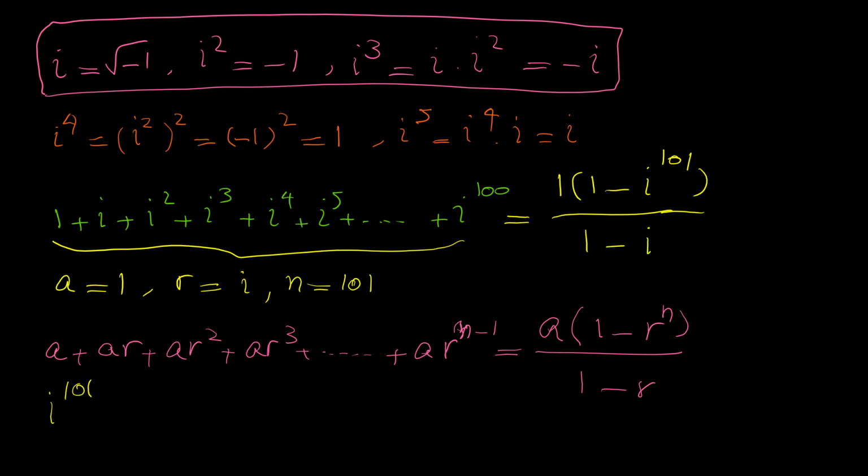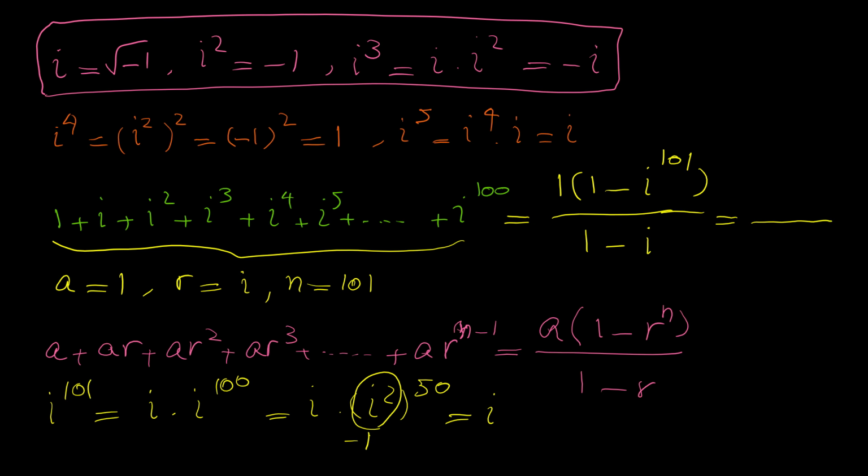Pay attention that I to the 101 is like I times I to the 100. I to the 100 is I to the 2 to the 50. I to the 2 is negative 1. Negative 1 to the 50 is 1. So this equals I, because I to the 2 is negative 1 and negative 1 to the 50 is 1. Because I to the 101 is I, this equals 1 minus I over 1 minus I.